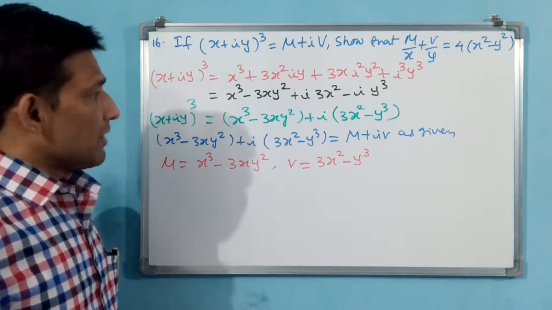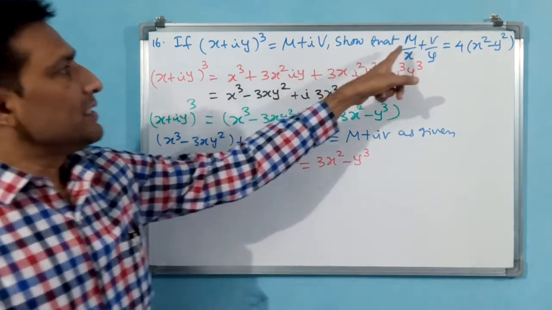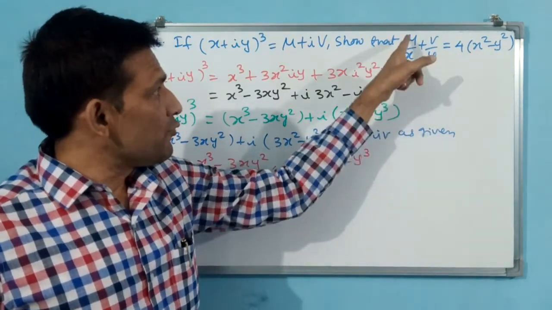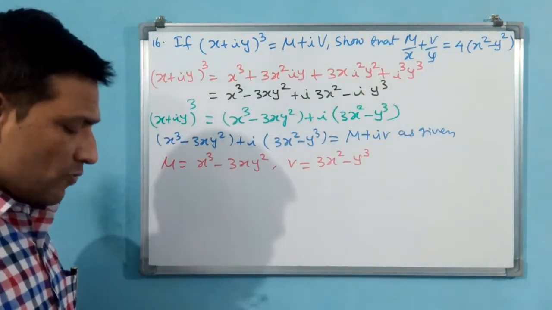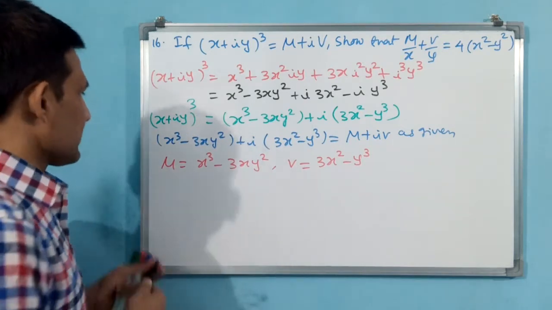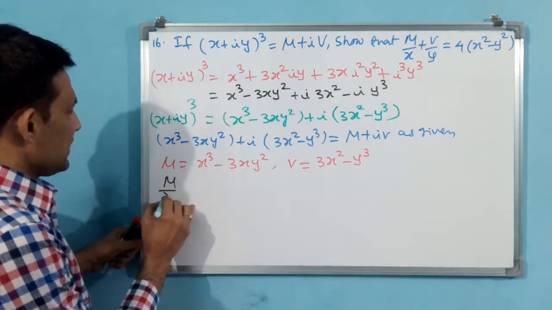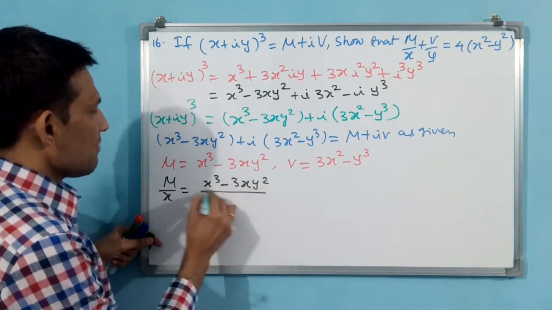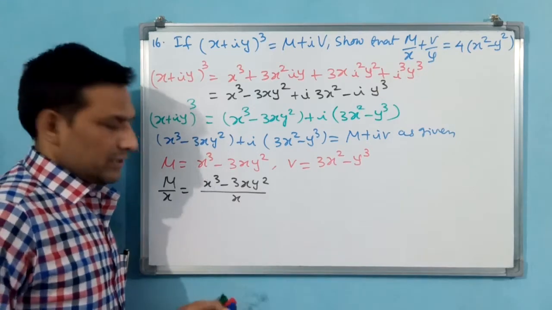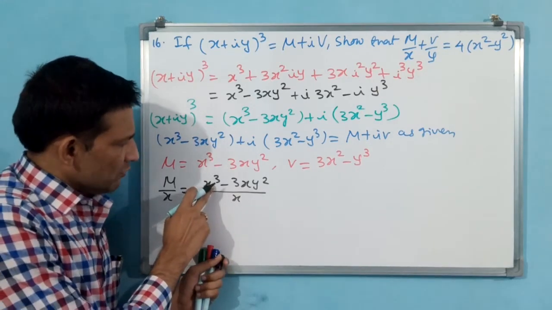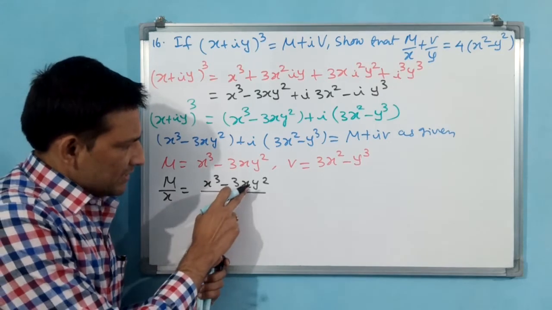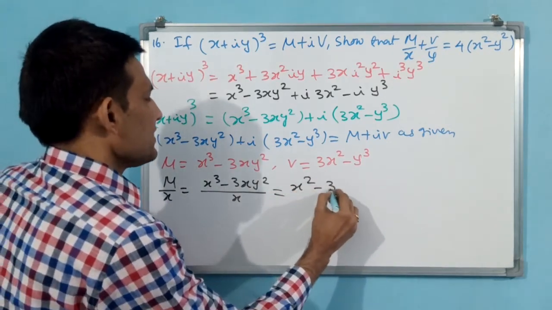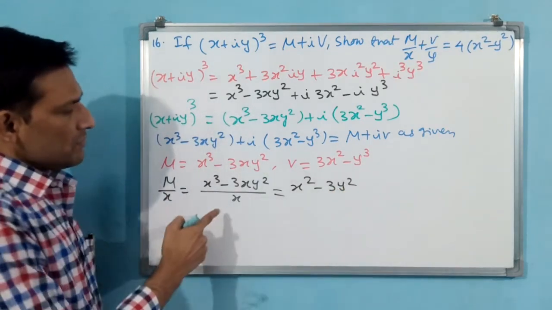Until now okay. But what he is asking us is to show that u by x plus v by y is equal to this much. Beforehand, you have to find u by x. How to find u by x? You write down u by x is equal to x cube minus 3xy square by x. If you divide by x, x cube is there, x square will come, x is going to get cancelled, that's all. That means x square minus 3y square. Is it okay?